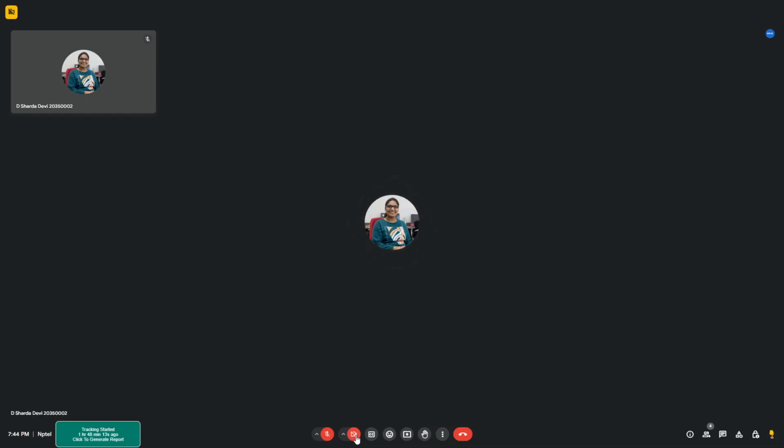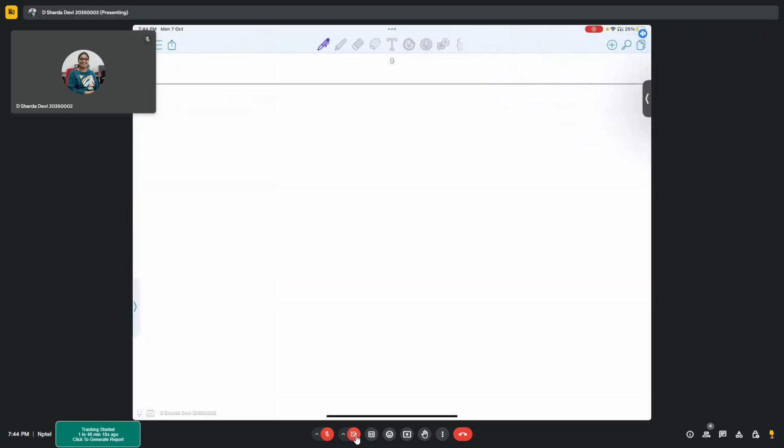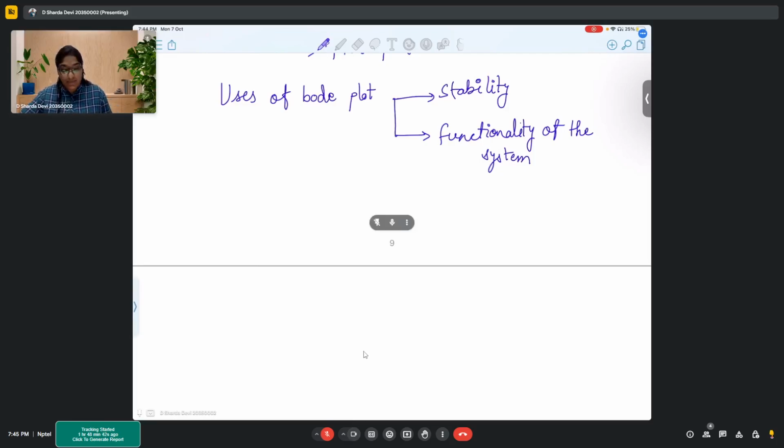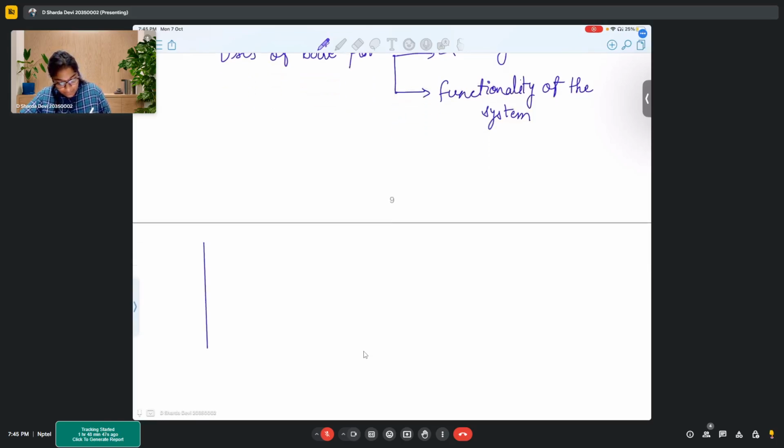So yeah, we were talking about how a Bode plot can be used, first of all, to understand or identify the stability of the system. And secondly, to find the functionality of the system. Now, how do we talk about the functionality of the system? That is done by, let's say you have a Bode plot.